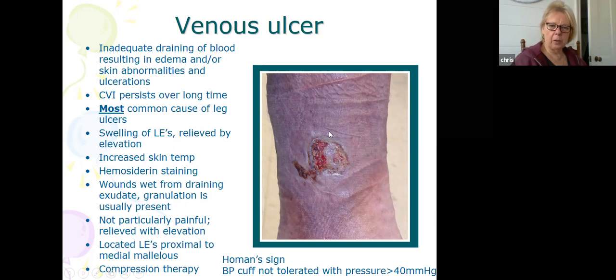They're not as painful as arterial ulcers because arterial ulcers are ischemic. This wound can be painful. You may see little pain, you may see some pain. Pain is relieved with elevation. You want to do compression on the lower extremities proximal to the medial malleolus. So if you see a picture on the state board of a wound over the medial malleolus, you'll know it's a venous ulcer. If it's on the lateral malleolus, you'll know it's an arterial ulcer.